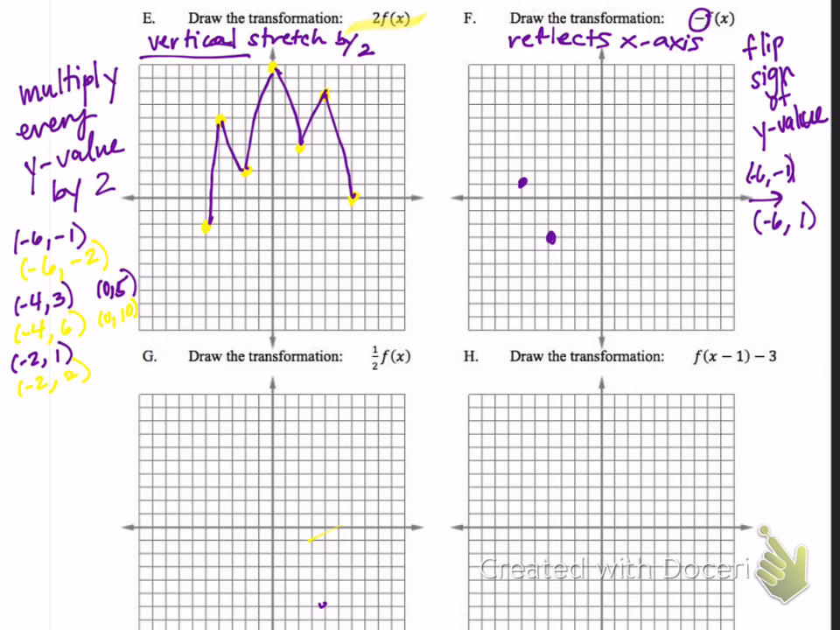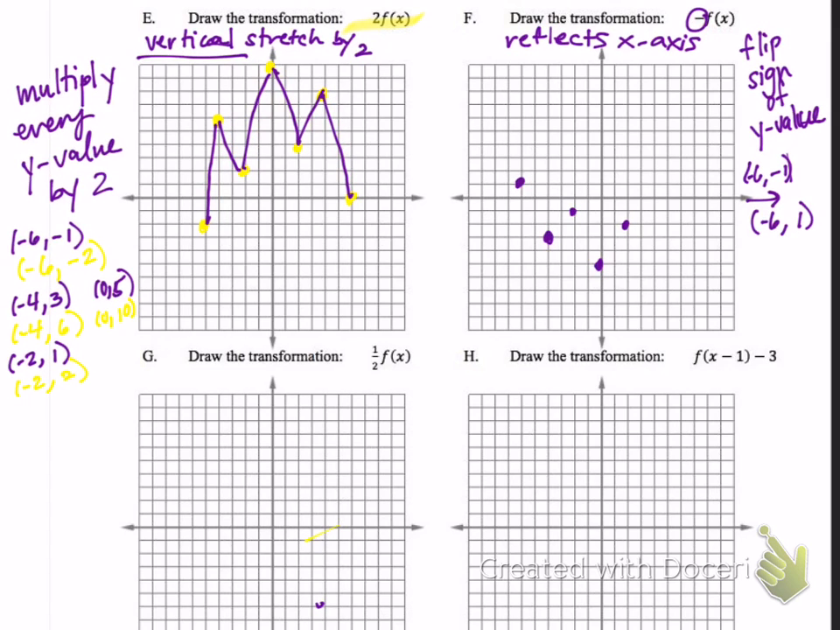(-2, 1) becomes what? (-2, -1). (0, 5) becomes (0, -5). (2, 2) becomes (2, -2). (4, 4) becomes (4, -4). And (6, 0) becomes what? (6, 0). It does not change. So all I did was flip it. Kind of looks like you're flipping a pancake.